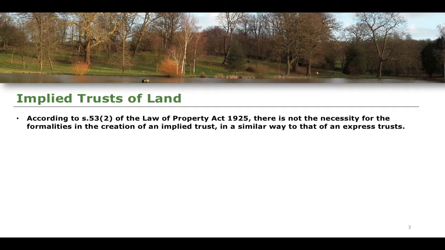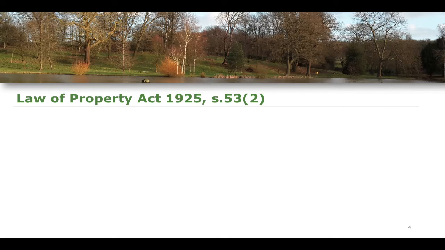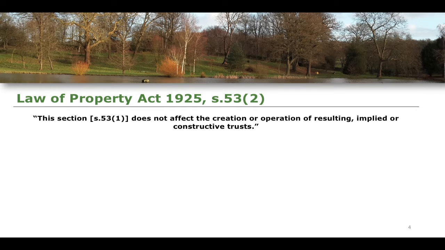If you remember back to the previous lesson, we spoke briefly about the Law of Property Act and the provisions which essentially require there to be certain formalities in place in order for there to exist an express trust in land. Section 53, subsection 2, however, of the Law of Property Act from 1925 says something different. It says that this section does not affect the creation or operation of resulting, implied, or constructive trusts.